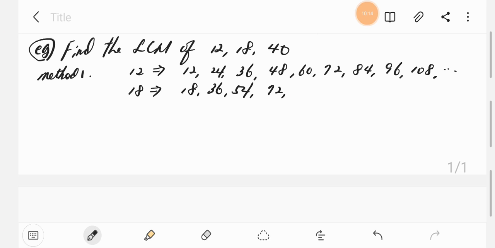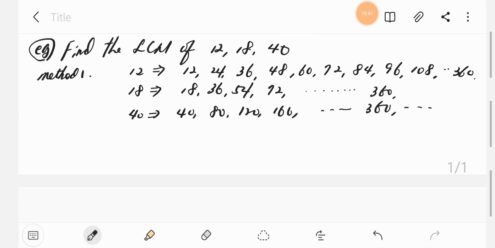If you see the LCM, the LCM is 360. So you have to go all the way up to 360. Even for 40: 40, 80, 120, 160, all the way up to 360. So this is not efficient. So not a good method.